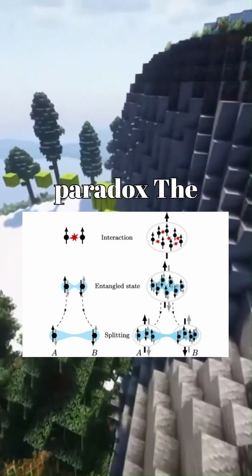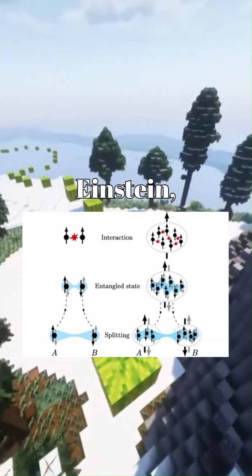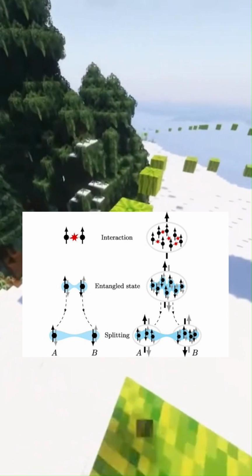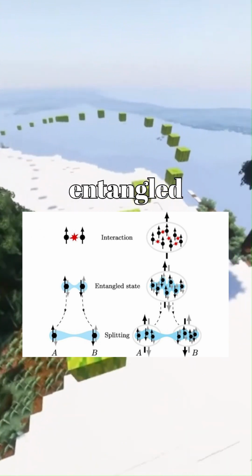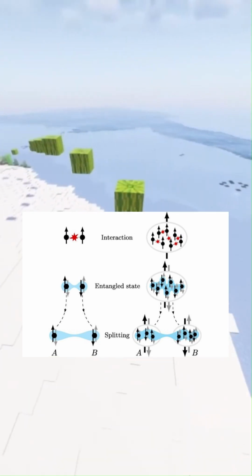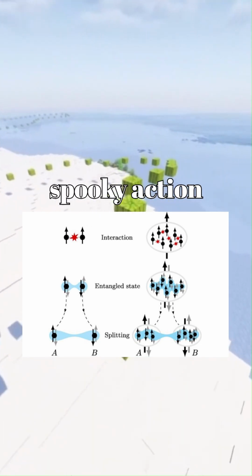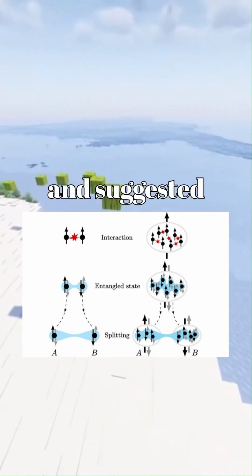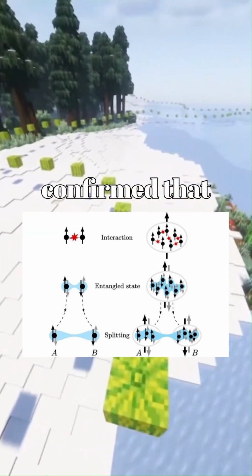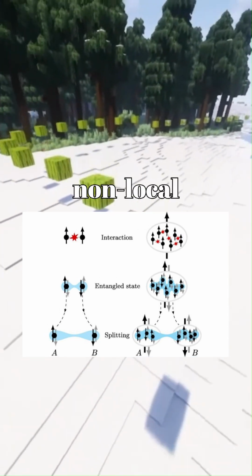The EPR paradox, named after Einstein, Podolsky, and Rosen, challenges the completeness of quantum mechanics. They proposed a thought experiment where entangled particles seem to affect each other instantaneously, violating locality. Einstein famously disliked this spooky action at a distance and suggested quantum mechanics might be incomplete. However, later experiments confirmed that quantum mechanics accurately describes these non-local effects.